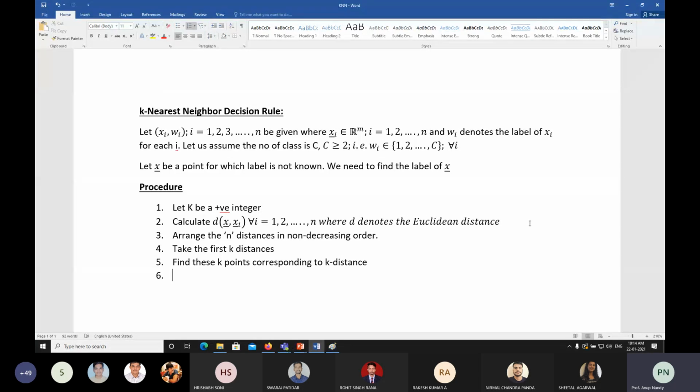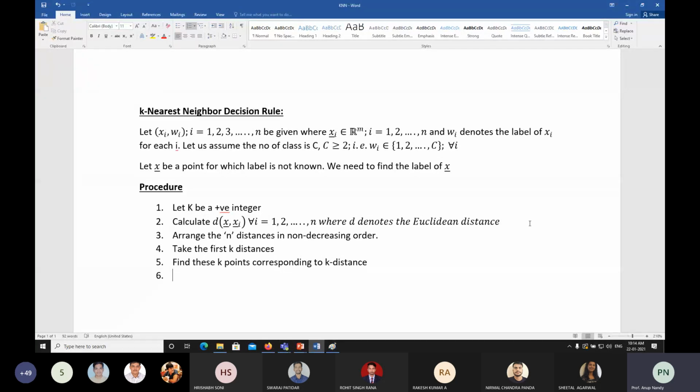It means you will have only one point, one k point, which will be representative of any one of the classes, and for the rest of the classes this k value will be 0. It may so happen that some classes have a k value of 0. I mean you will not have any points classified or very close to the test data point.